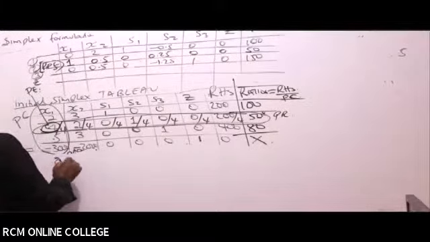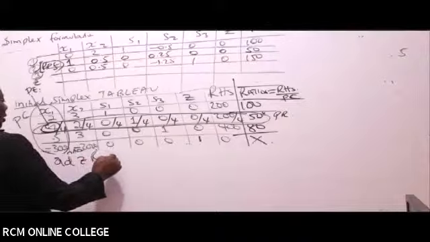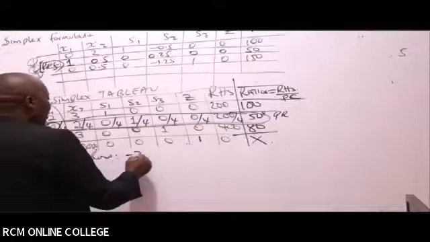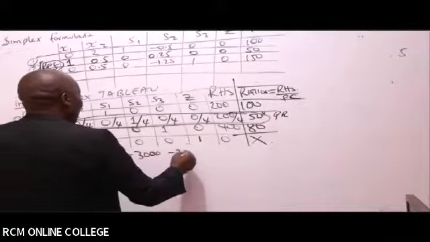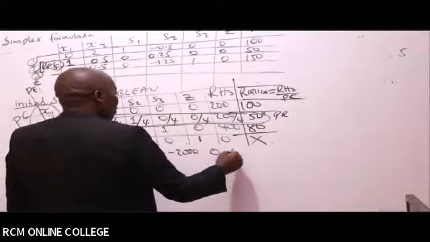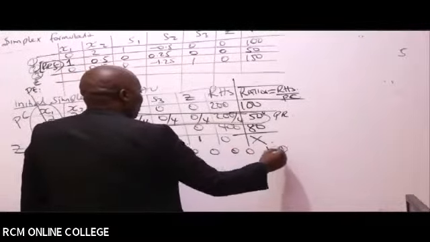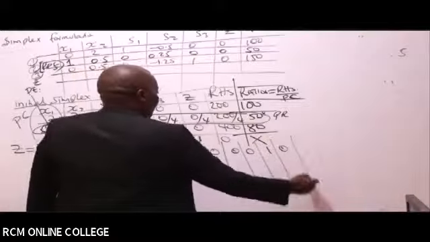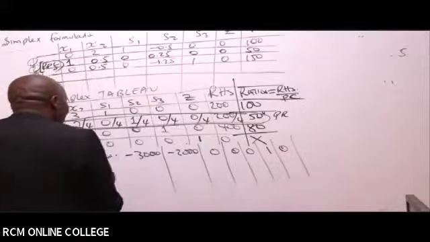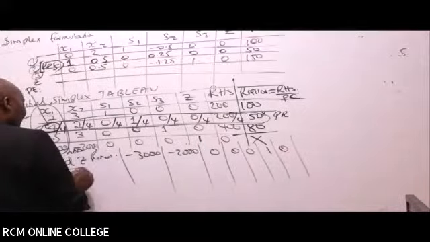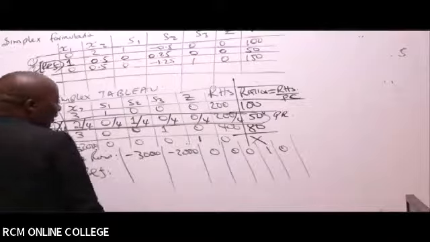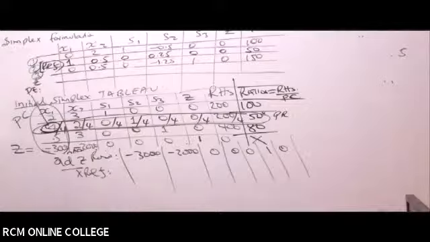So we talk of the old Z row. Old Z row, what do we have here? I can see it is here: minus 3,000, minus 2,000, 0, 0, 0, 1, 0. Then we come and say minus something times a reference. What is this something in this case?